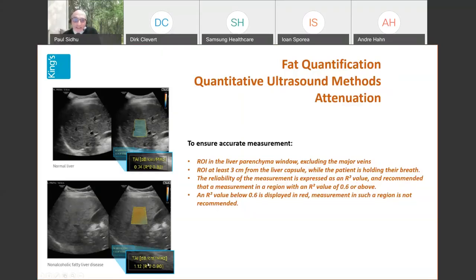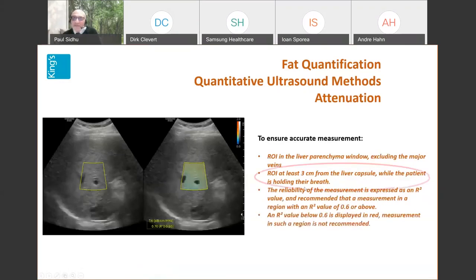And this 0.9, that is an accurate measurement. But if the R2 drops below 0.6, which is displayed in red on this particular machine, you haven't got an accurate measurement. And remember, don't put it over the veins. This is where you'll get issues with accuracy of measurement.